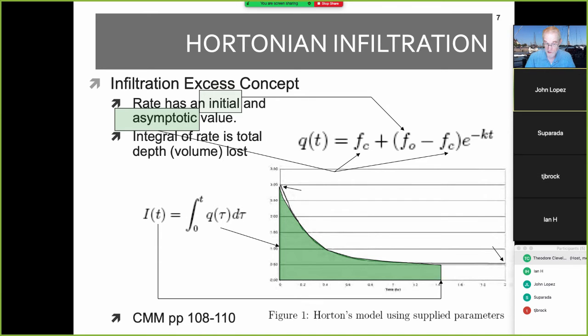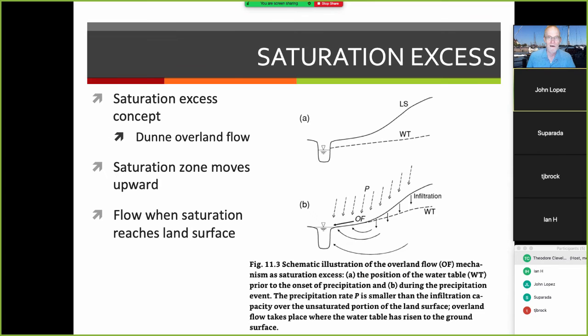So the usual dogma on this particular model, Horton's model, is that the F sub C and F sub 0 have to be locally calibrated before use. That's kind of the consulting engineer's cop-out for let's go ahead and make some measurements to generate billable hours. A second approach to overland flow is called the saturation excess approach.